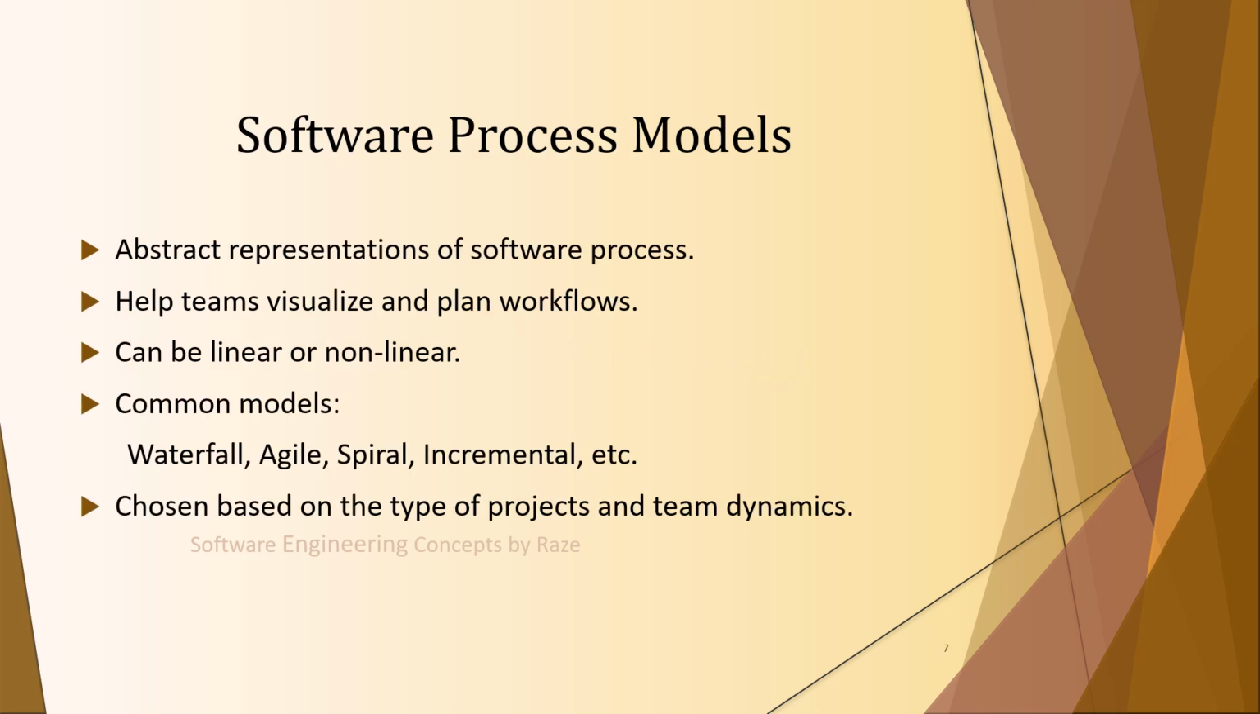And to better manage these activities, we use what are called software process models. These are abstract representations that show us how the process should flow. Some projects work best with a strict linear approach like the waterfall model. Others need more flexibility, which is where agile or the spiral model comes in. The choice of model depends on the project's size, risk, and the team's workflow.